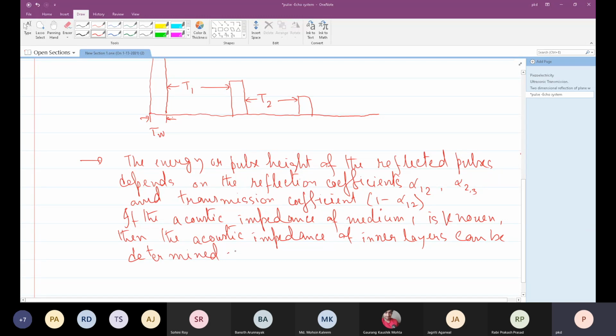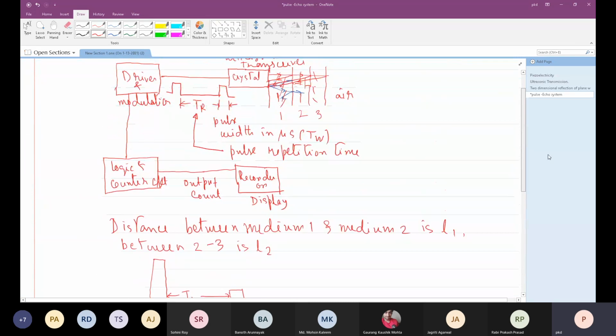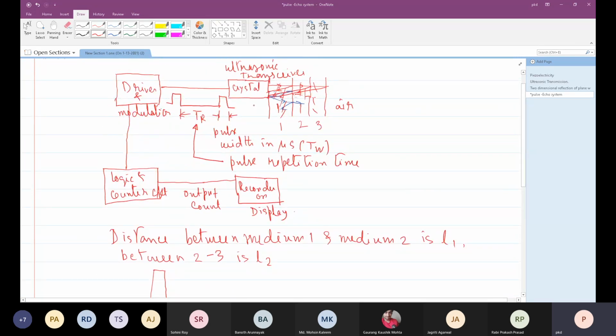So this is important because the outer layer acoustic impedance we can determine if we know the crystal acoustic impedance, which is known, and if we do not have any matching layer. We can launch a pulse, and even if we touch the crystal here, there will be a certain amount of reflection that will come immediately after launching this pulse. That has not been shown here. So in that way, we can calibrate the acoustic impedance of medium 1.